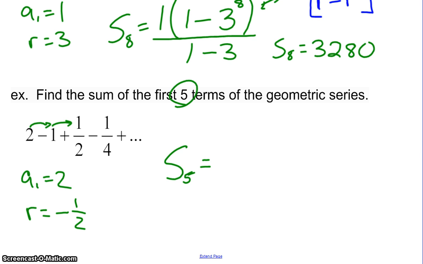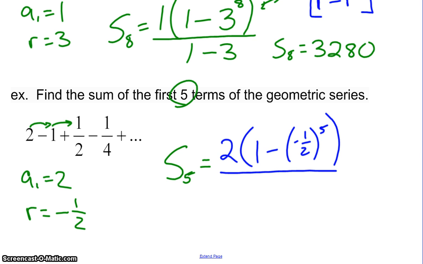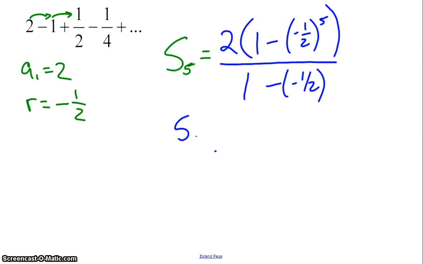This time when we plug it in, when you're typing this in, you might want to put -0.5, but make sure you use the proper parentheses in order to find the sum here. And when you type this in, then you're simplifying, you should get the sum of the first 5 terms is equal to 1.375.